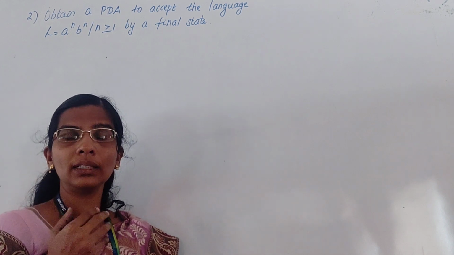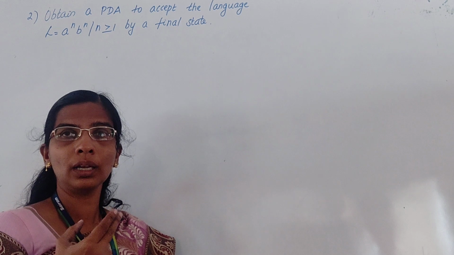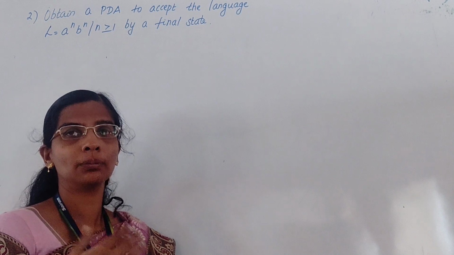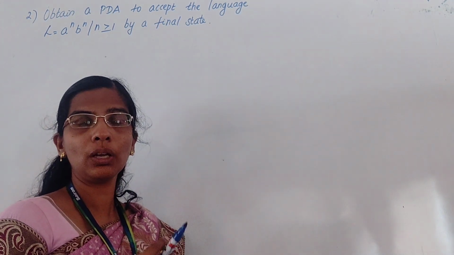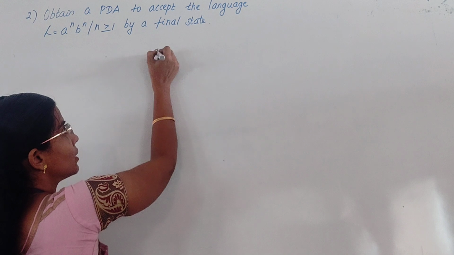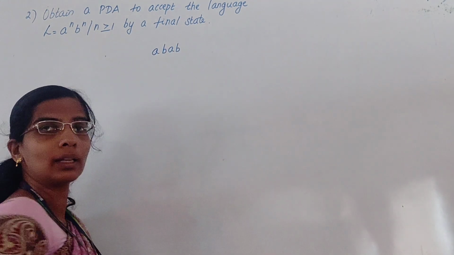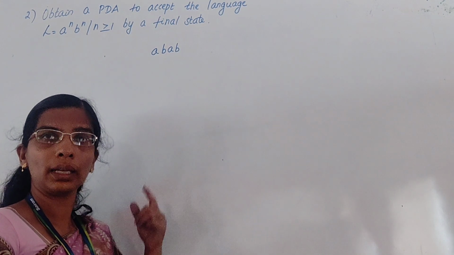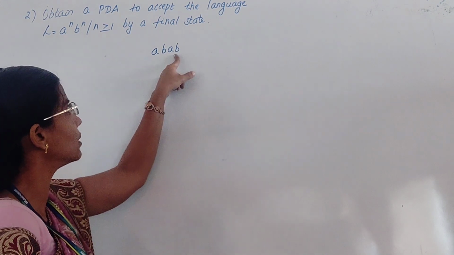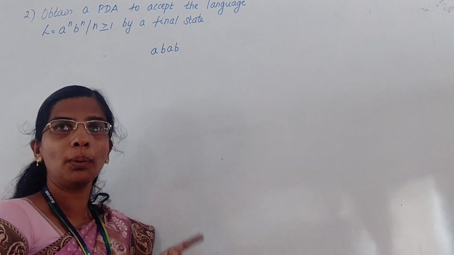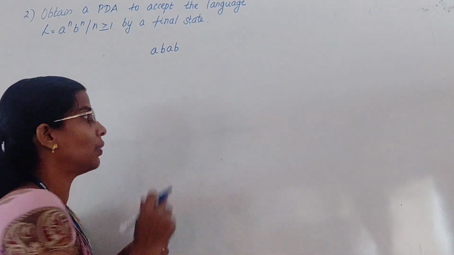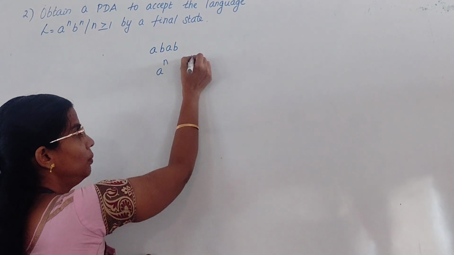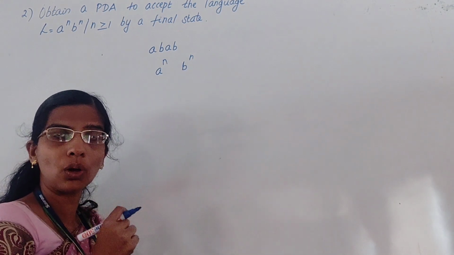So here in this language, two things you have to keep in mind. By seeing the language, I understood that I should have equal number of A and B. And next is I have to follow the ordering. Suppose if I have any string like this, is it a valid string for this language? No. Why? It has equal number of A and B. Number of A is 2, number of B is 2. But what is my language? First I should have A and then followed by B. A^n B^n. So I have to follow this ordering.